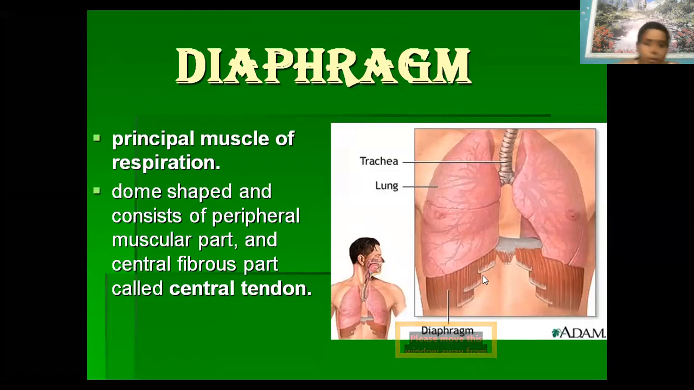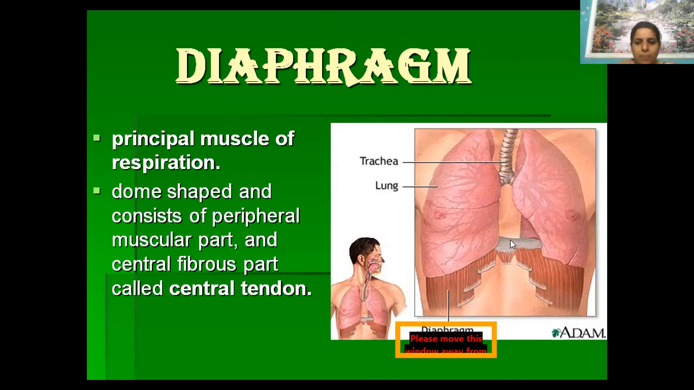Okay. So thoraco-abdominal diaphragm is nothing but a muscular partition which is present between the thorax and abdomen. And we know it is a chief muscle of respiration. It is dome shaped and it consists of a peripheral muscular part and a central fibrous part. This is the peripheral part which is all made up of muscle, and this is the central fibrous part. I told you the central tendon is the area where all muscle fibers will get inserted. Okay, that is the central tendon.